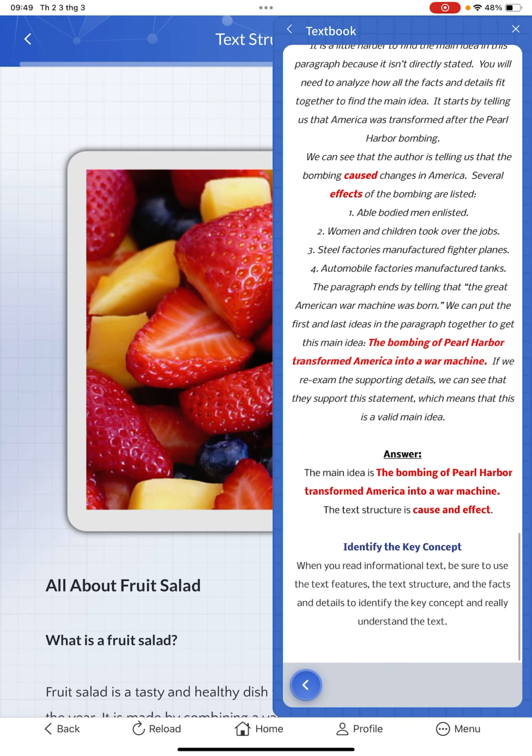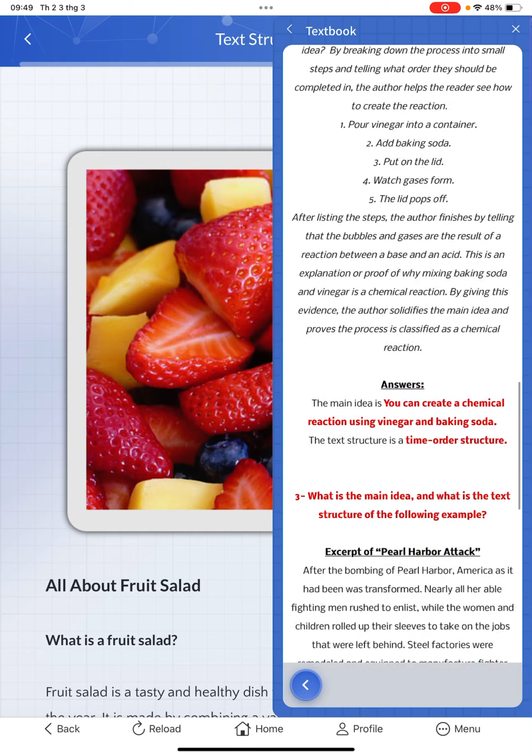So that's all of our lesson today. Just identify the key concept when you read an informational text, or any kind of text. Just be sure to use the text features, the text structure, and the facts and details to identify the key concept and really understand the text.